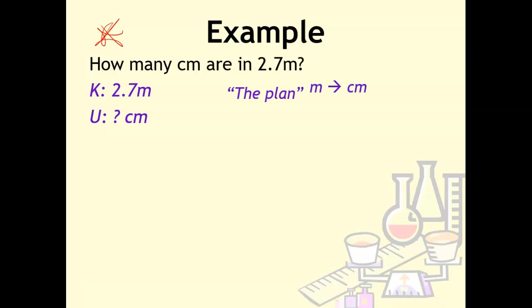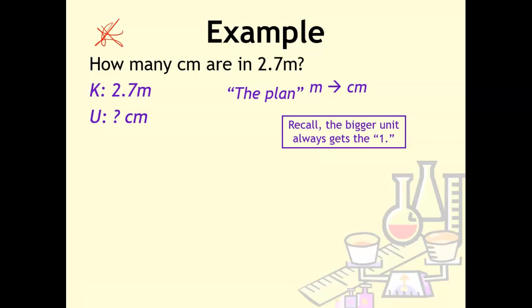Well, the plan is simple. We're going from meters to centimeters. So if you recall, the bigger unit gets the 1. So here we go. 2.7 meters goes over 1. It's going to get multiplied.